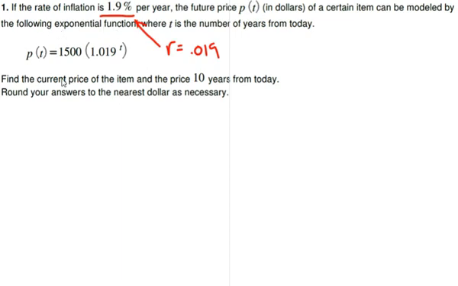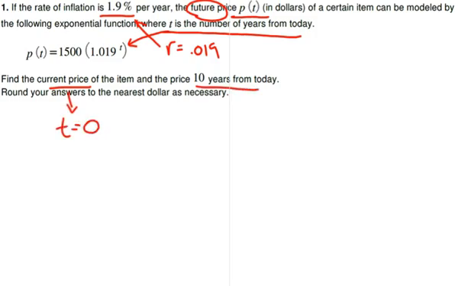Okay, they've given us a nice equation. We'll look up here and we've got a rate 1.9%. We'll turn that into a decimal, 0.019. The future price, P of t, is in terms of t, our independent variable up there. So looking at what they're asking for, the current price means, well, right now when t is equal to 0. So let's just plug in 0.